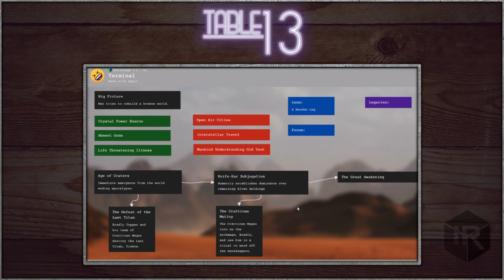For those of you listening at home and not watching, the Kratikan Mutiny is what I added. The Kratikan mages turn on the Archmage Bradley and use him in a ritual to ward off the gatekeepers. Ooh, the gatekeepers. I didn't even catch that. Need to find out what the gatekeepers are.